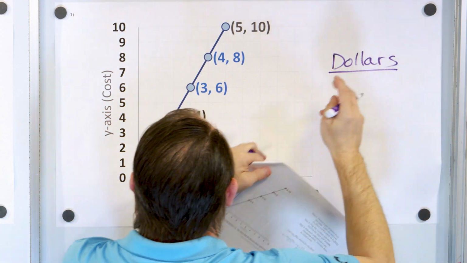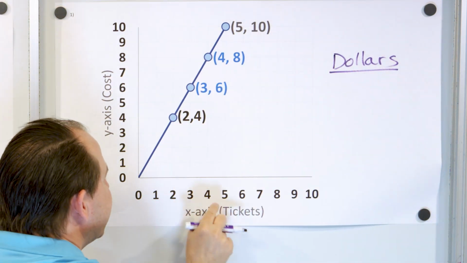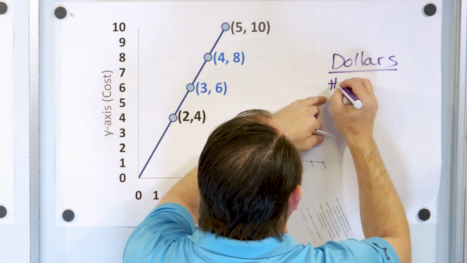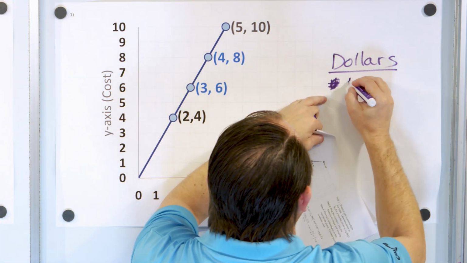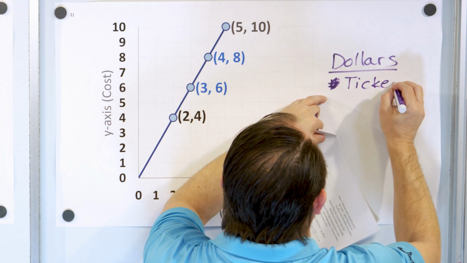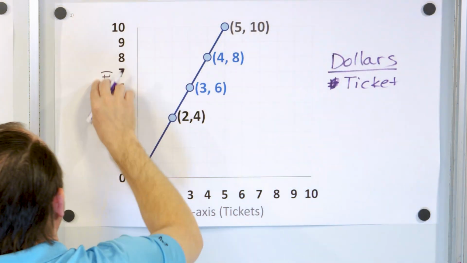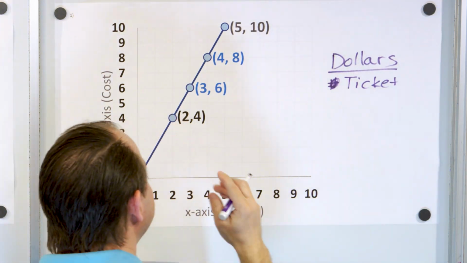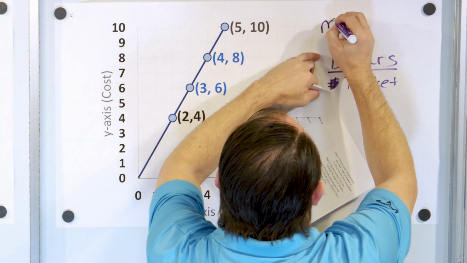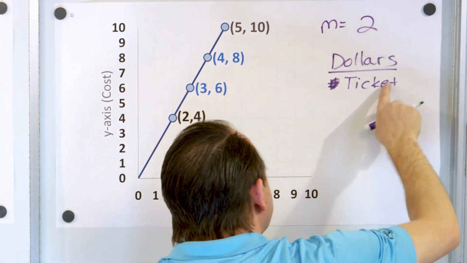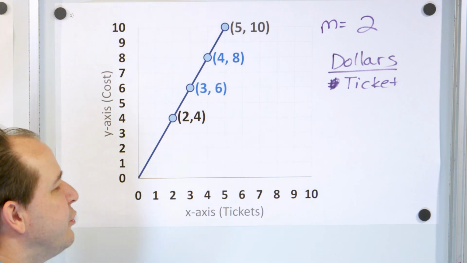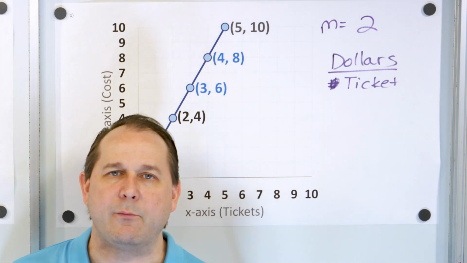And I'm dividing it by, because it's rise over run, the number of tickets. Dollars per ticket, I guess, is the best way to say it. That's the unit of what I'm talking about in terms of the rate of change. And the number that we got from this, the slope, was equal to 2, and the unit was dollars per ticket. So $2 per ticket, you interpret it the same way as miles per hour.